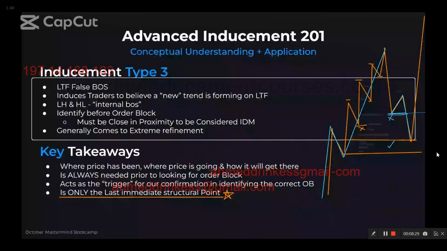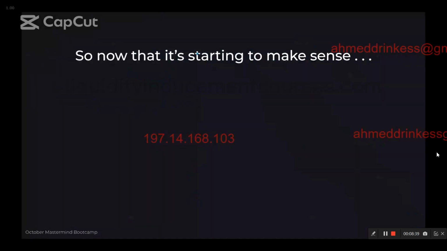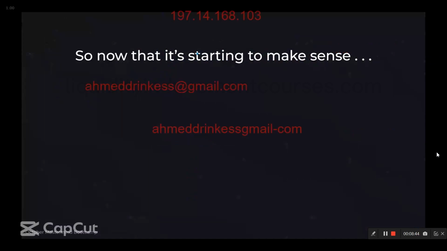All right, so glad we were able to go through all of this. We do have a break coming up for everyone who's asking. Now that it's starting to make sense a little bit, we know the different inducement types, or at least conceptually can understand what's going on.